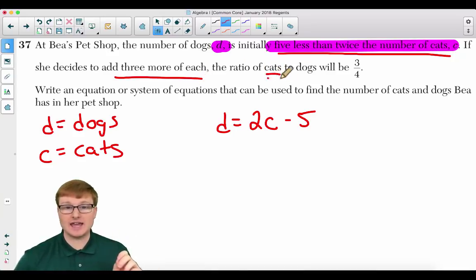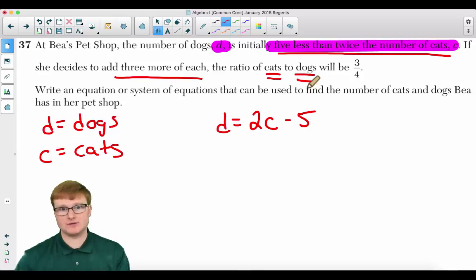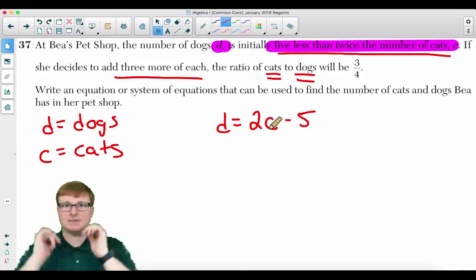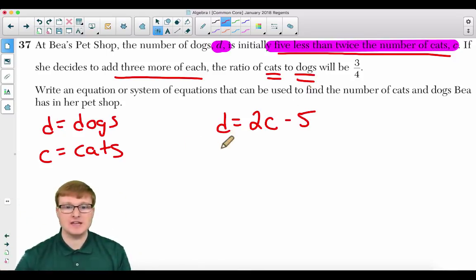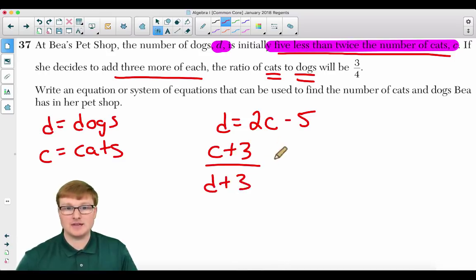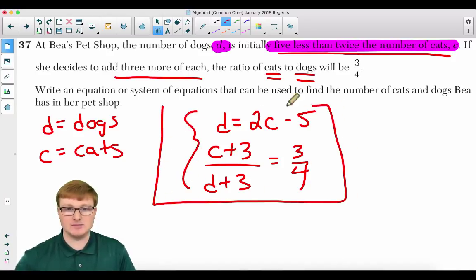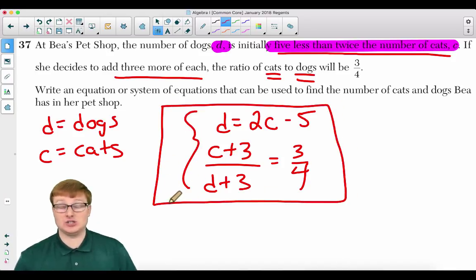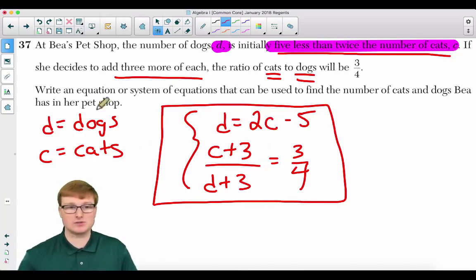And the ratio of cats to dogs will be 3/4. So cats divided by dogs is 3/4. Well, she has cats, right? She adds 3 more. Divide that by the dogs, add 3 more. And this would be in a ratio of 3/4. That's cats to dogs. Ladies and gentlemen, this is, in fact, your system of equations. It's the dogs and then the ratio of cats to dogs. And that's how you answer that first part of the question.